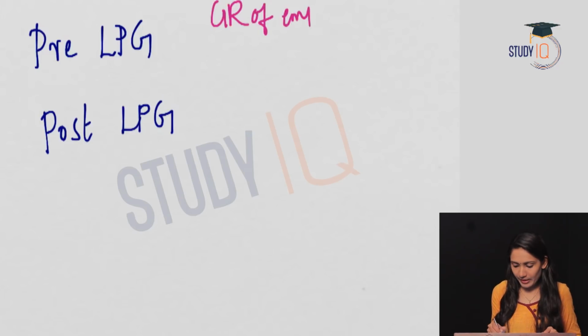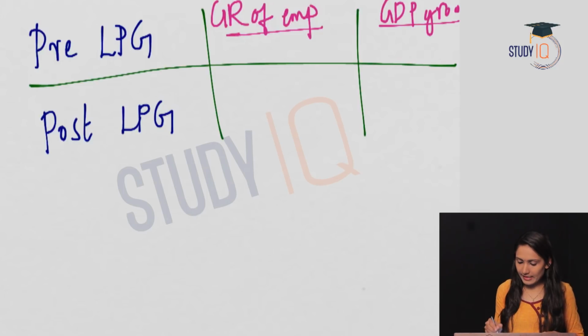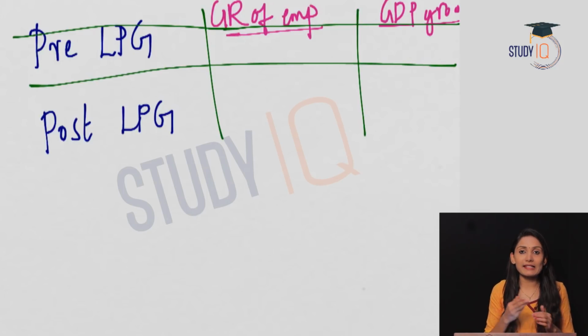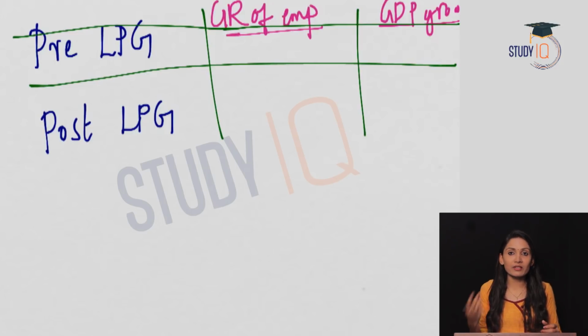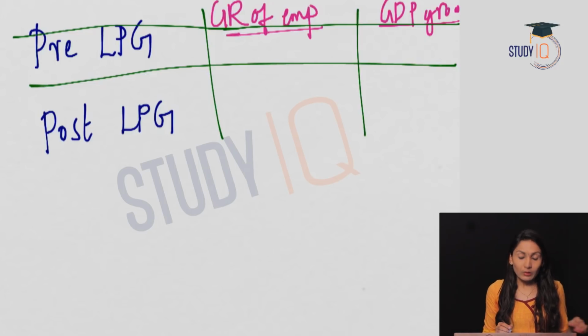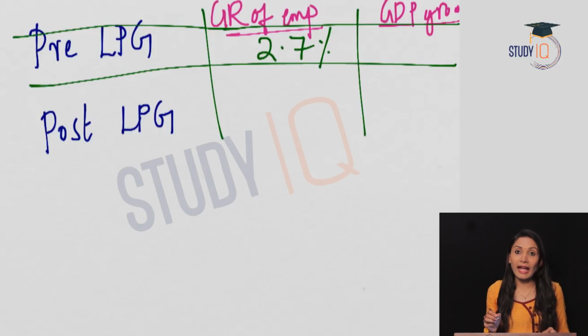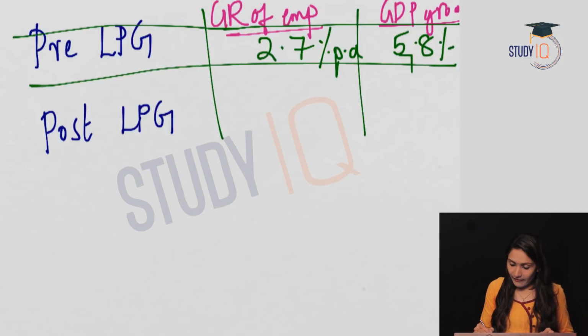Growth rate of employment, GDP growth. Let's see. What is the LPG era? That is liberalization, privatization and globalization. The post-reforms and the pre-reforms era. So, in the pre-reforms era, we will see that the average growth rate of employment was 2.7% per annum. If we take a few years prior to the liberalization, privatization and globalization, the average growth rate was 2.7% per annum in the employment. And the GDP growth on an average was 5.8% according to the 7th 5-year plan.